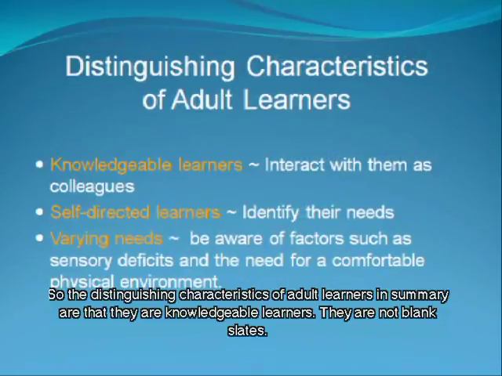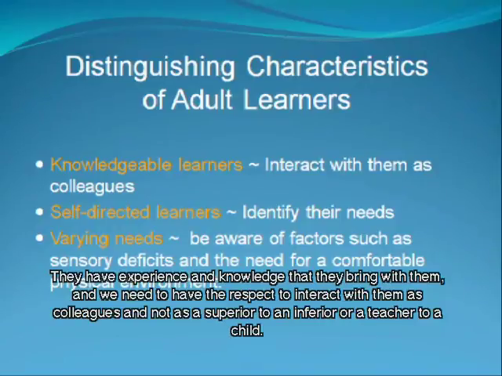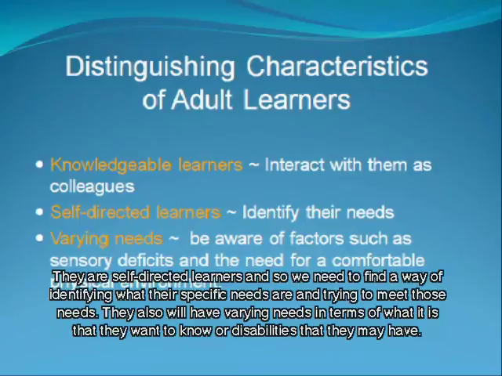So the distinguishing characteristics of adult learners, in summary, are that they are knowledgeable learners. They are not blank slates. They have experience and knowledge that they bring with them. And we need to have the respect to interact with them as colleagues and not as a superior to an inferior or a teacher to a child. They are self-directed learners, and so we need to find a way of identifying what their specific needs are and trying to meet those needs.